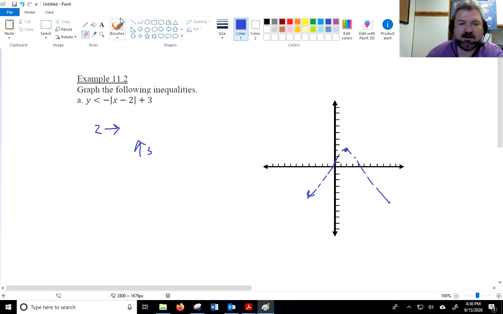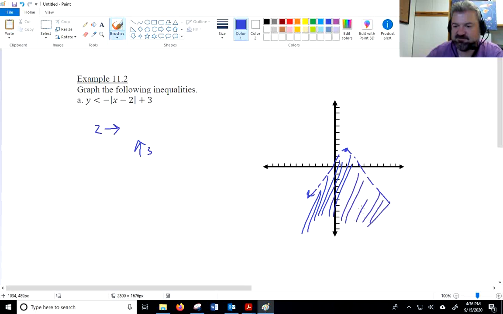Okay, and now we need to shade where the y's are less than. So find a point on the line and go straight down. That tells you where the y's are less. Down here is the region that we are shading.